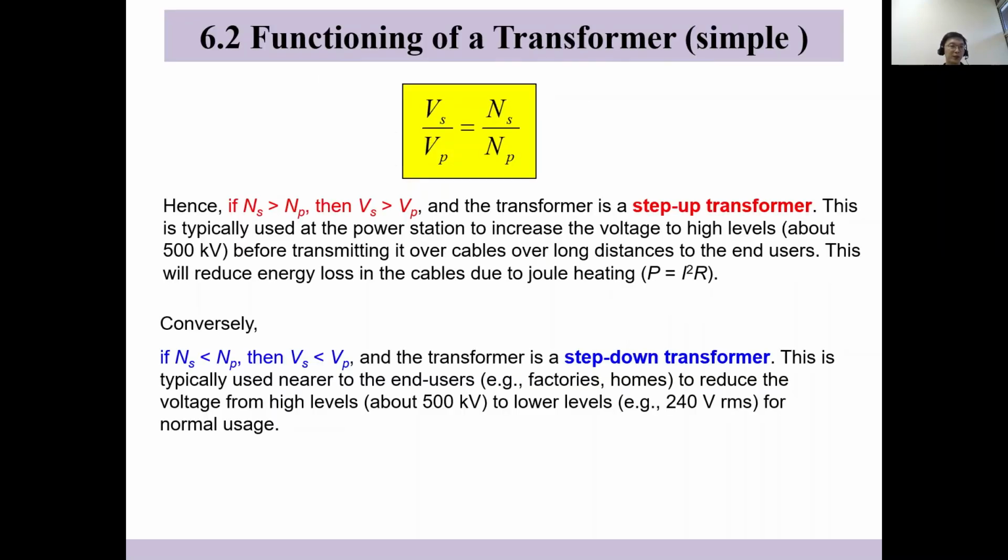All right. So just to explain a little bit more, if your number of coils on the secondary side is more than the primary side, we call this a step up transformer, because from this equation the secondary voltage will obviously be higher than the primary voltage. And the converse is such that if the number of coils on the secondary side is less than the number of coils on the primary side, then the output voltage on the secondary side is lower than the input voltage on the primary side. We call this a step down transformer.